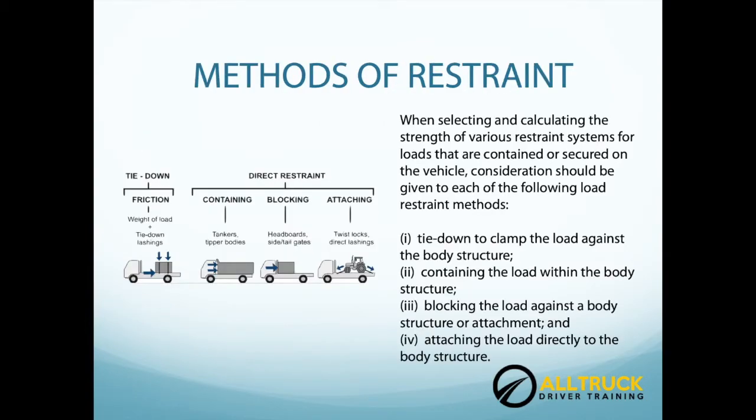So as a basic introduction to methods of restraint, the methods of restraint listed in the Load Restraint Guide are friction, so that would be part of the tie-down method of restraint. And then the Load Restraint Guide refers to 3 different types of direct restraint. The first one being containing, so tipper bodies and tankers. Blocking, so the use of having the load up against the headboard or the gates. And attaching, so the use of, say for example, twist locks in container work, or direct lashing, often used to secure machines on the back of tabletops.